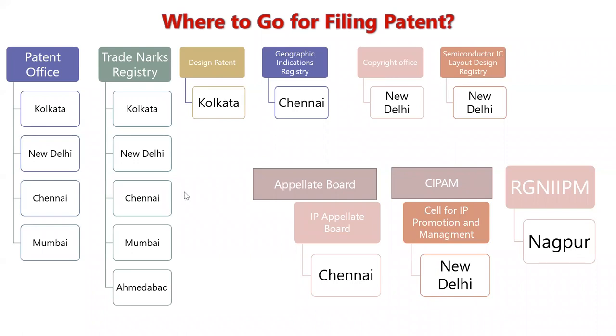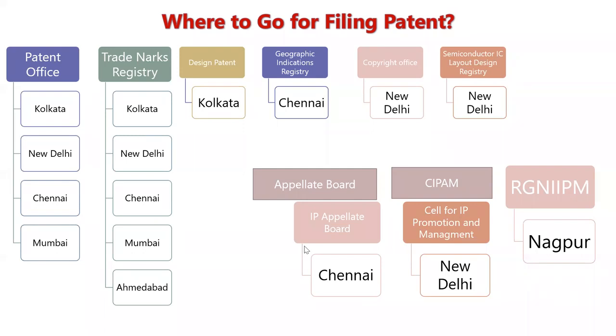Like if you know that you are going to file the trademarks, then you can approach these offices. Or if you are going for the design patent, you have to approach the Kolkata office. So for different categories you have to choose the office. For copyright you have to approach New Delhi. Semiconductor IC you have to approach the New Delhi office. But for the apparatus like hearing aids, you have to approach the Chennai office.